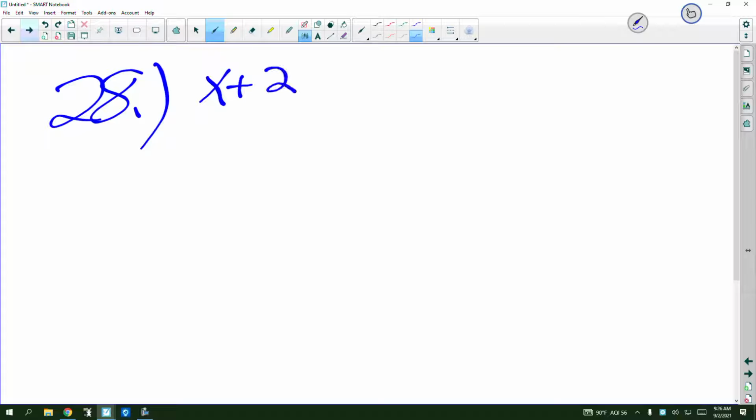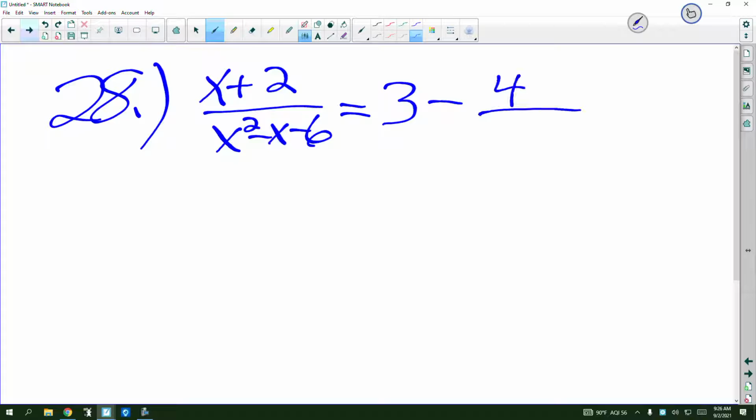x plus 2, x squared minus x minus 6. See, on the other one, I already had all these problems written out. And then you're like, can't we go in reverse? Do we have to go in reverse?